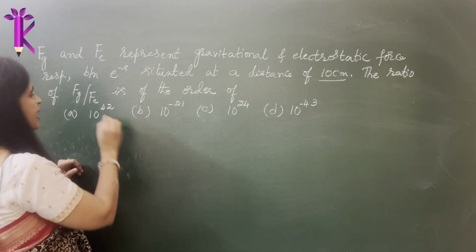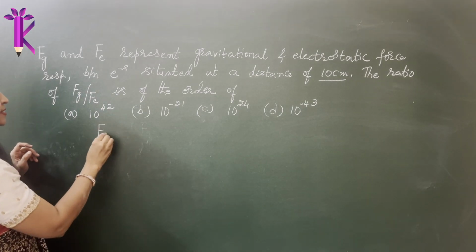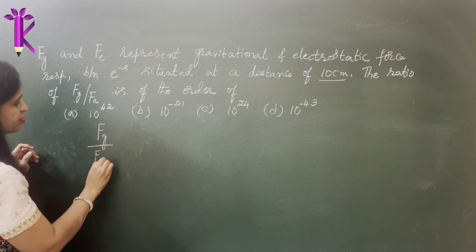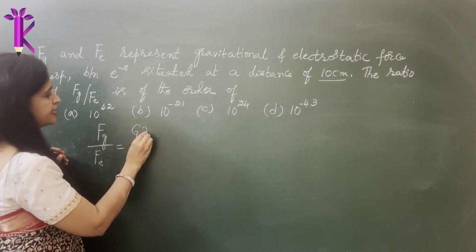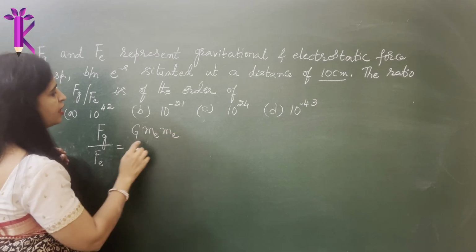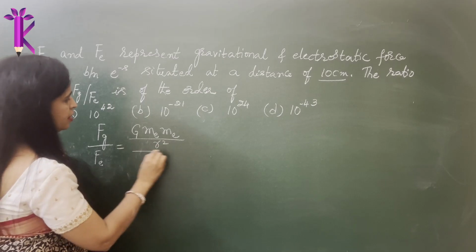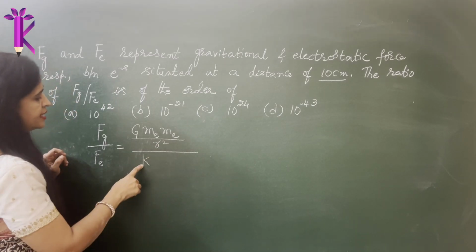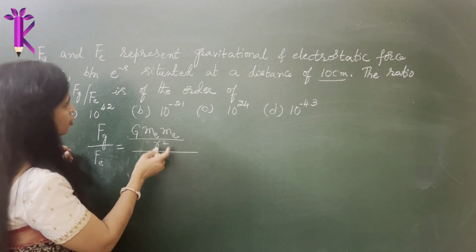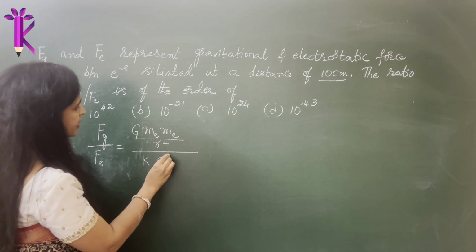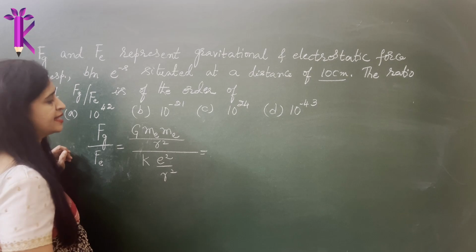So what are you supposed to calculate? The ratio of gravitational force to electrostatic force. Let's write it here so that we have some more space. How do you write the gravitational force? Gravitational force is gravitational constant G into mass of electron into mass of electron, because there are two electrons, divided by the distance of separation squared. And the electrostatic force is K into Q1 Q2; it is electron, so e into e, I can write it as e square, whole divided by R square.